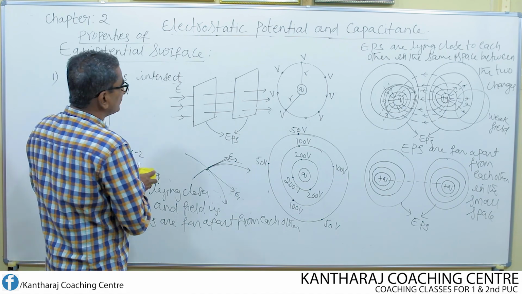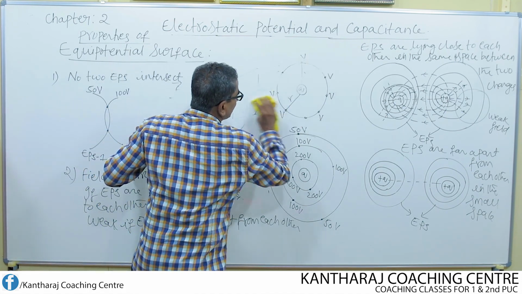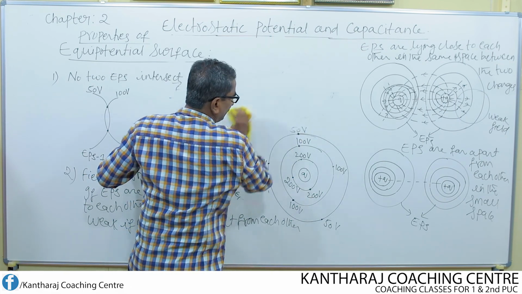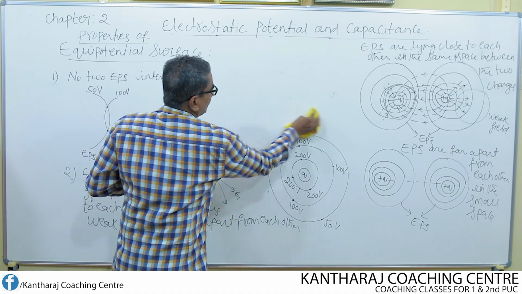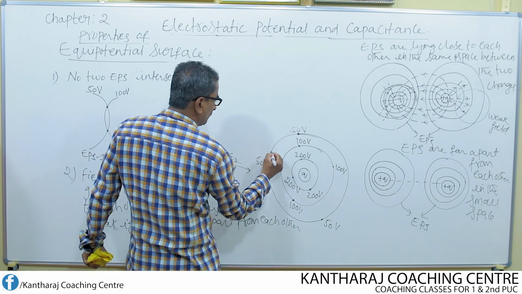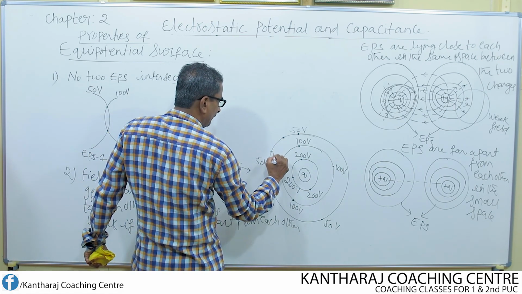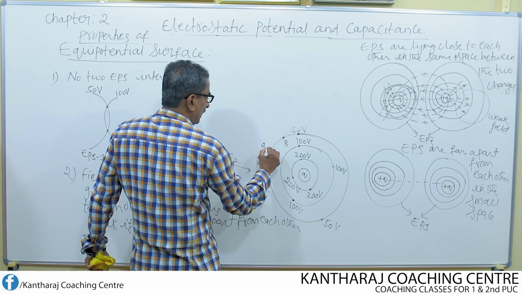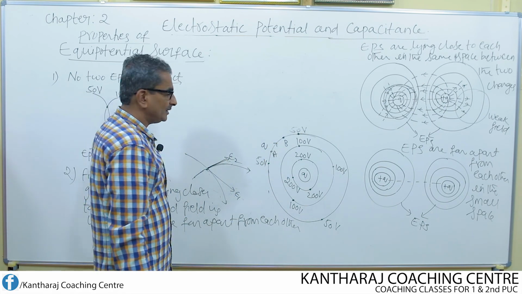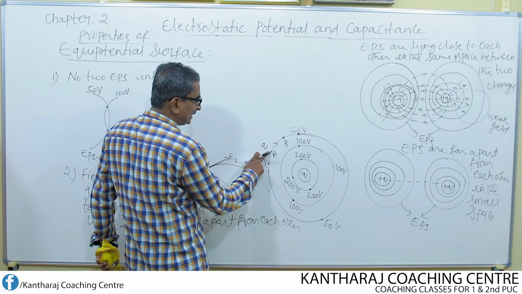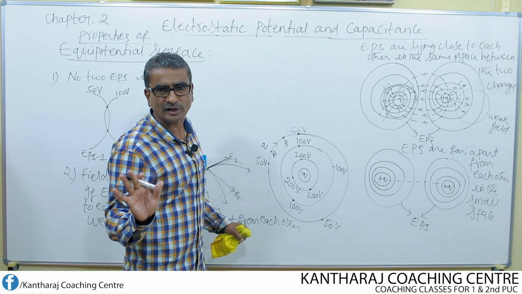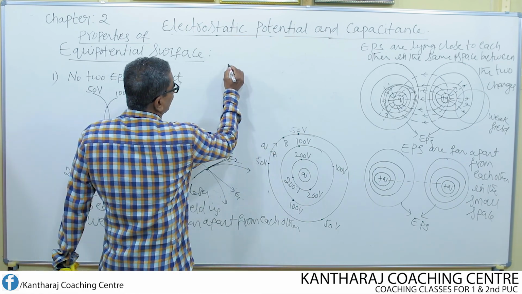Then what is the next property? Suppose I want to shift a charge between any 2 points on the equipotential surface. Say for example, I am going to consider now this equipotential surface. I choose 2 points. This is one point, this is another point. Point A, point B. Now, I have to move the charge from point A to point B on the equipotential surface. What's the work done? The arrow represents the direction of motion. It is not the direction of potential, because potential is a scalar quantity. It has no direction.